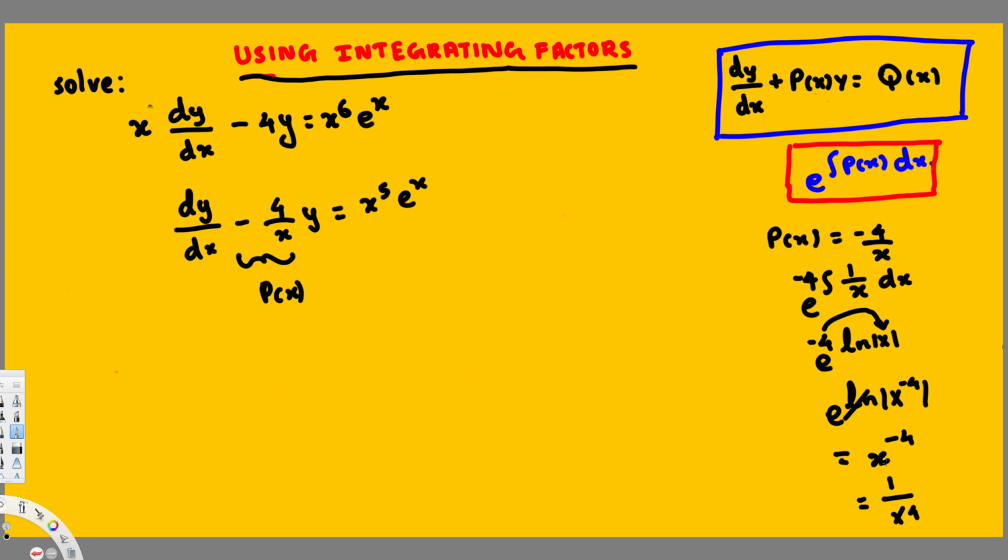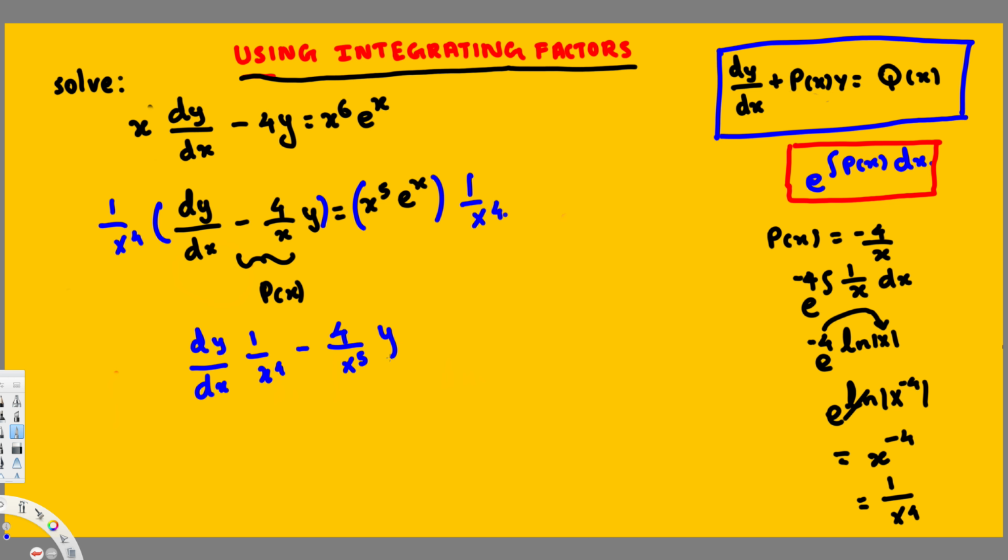After we find the integrating factor, we have to multiply both sides of the differential equation by this integrating factor, that is 1 over x power 4. After we multiply, we will get dy over dx multiplied by 1 over x power 4, and on this side we are going to have 4 over, we already have an x, and if this x power 4 combines with this one, this is going to become x power 5 times y.